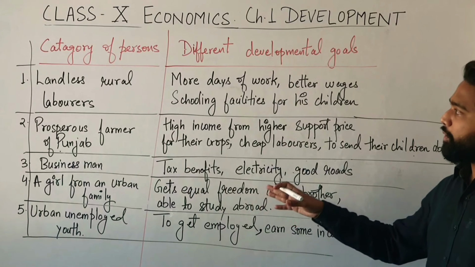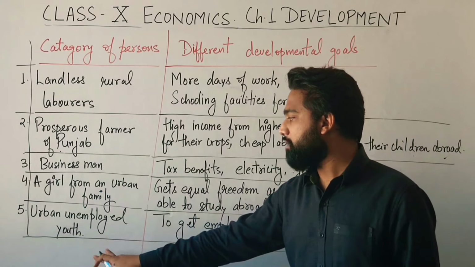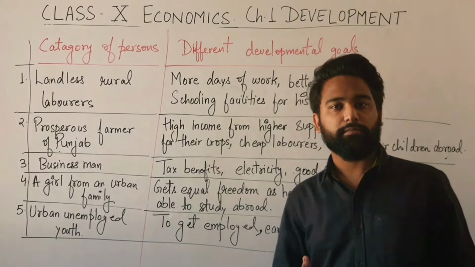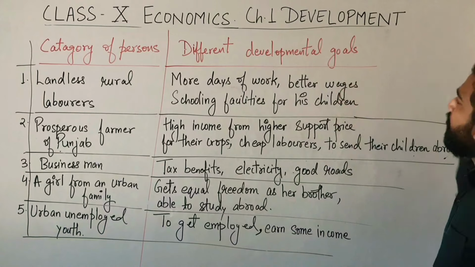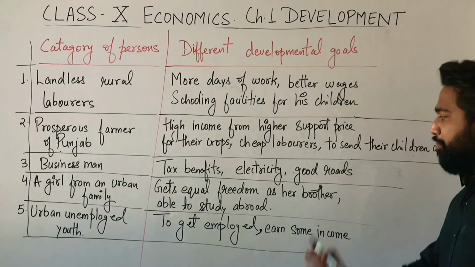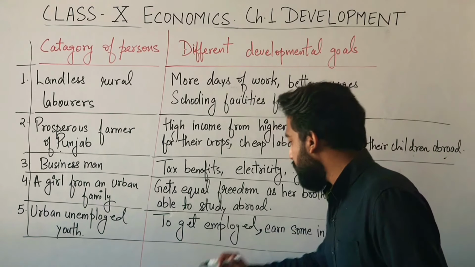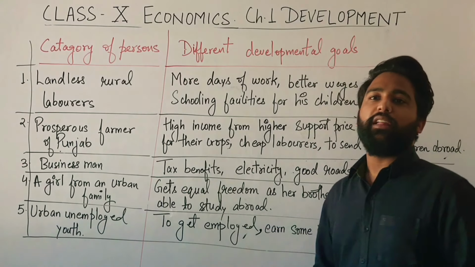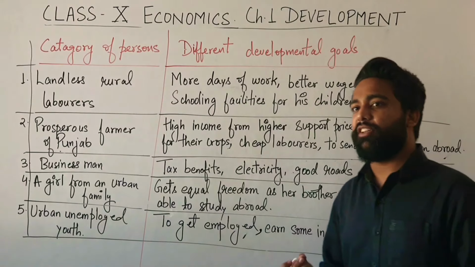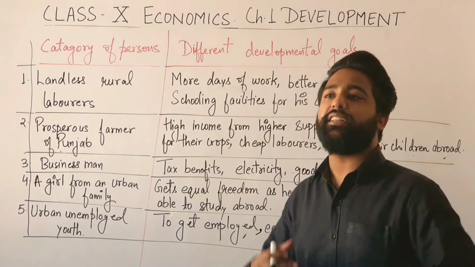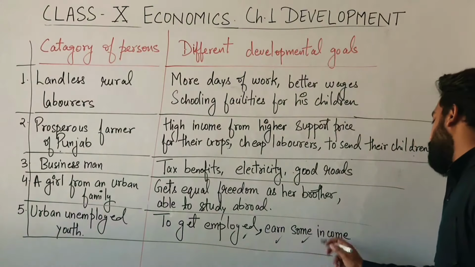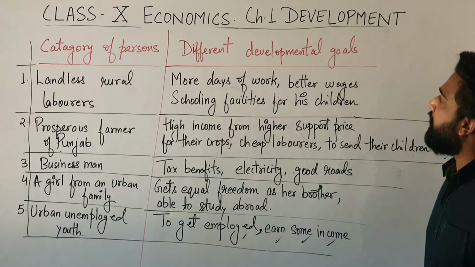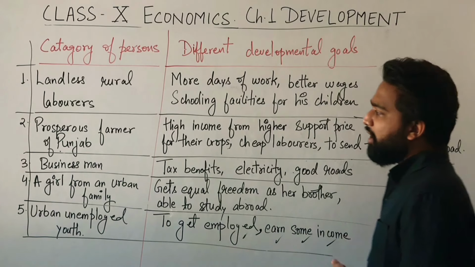Now, let's come to the last category, that is the urban unemployed youth. A young person who is unemployed. What will be the developmental goal for him? The simplest is to get employed. If that unemployed person is living there, then the first aim of that person will be to get some employment. He gets employed so that he can earn some income. So these are some of the different developmental goals of different people.